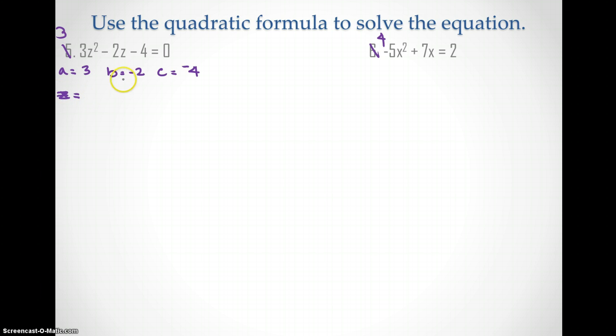So when I say negative b, I want you to actually plug it in. So negative b plus or minus the square root of b squared, that's your negative 2 squared, do as I'm saying, minus 4 times a, so you're writing 3, times c, which is negative 4, make that a little longer, all over 2a.